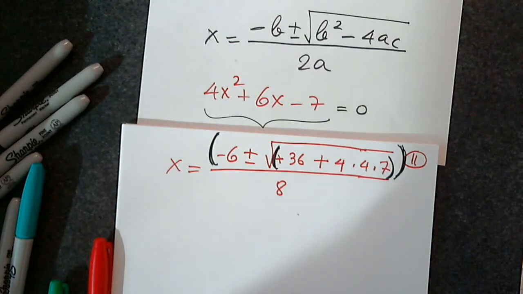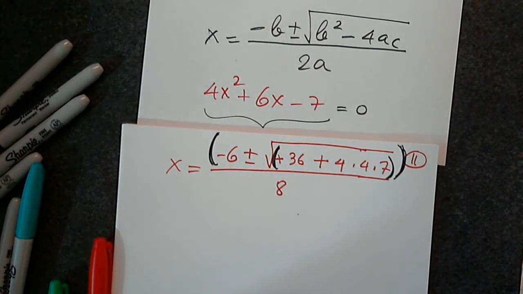So we have 36 plus 4 times 4. I can multiply that. It's 16 times 7. Close the parenthesis under the square root, and then go outside and close the parenthesis. And then divide the whole thing by 8 and press enter. And this is our first solution. That is an approximation. I'm going to go back and show you how to simplify and get the exact answer also. But in case we need an approximation, I wanted to show you how to put it in the graphing calculator.